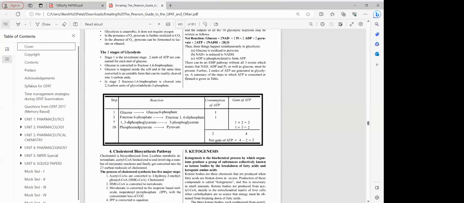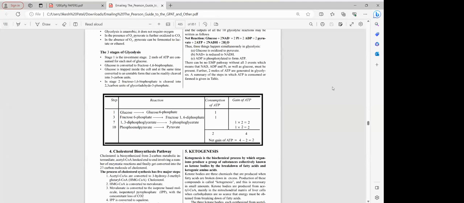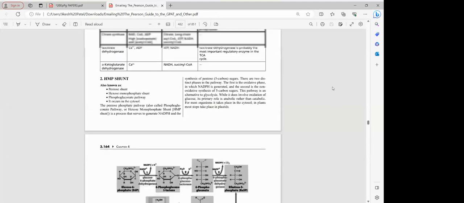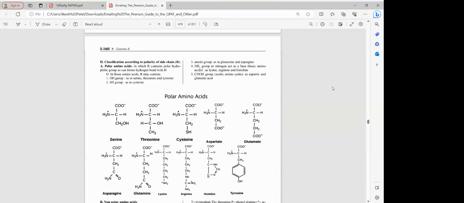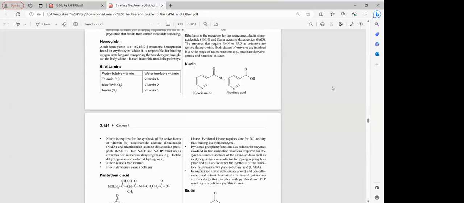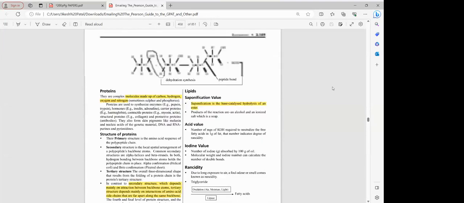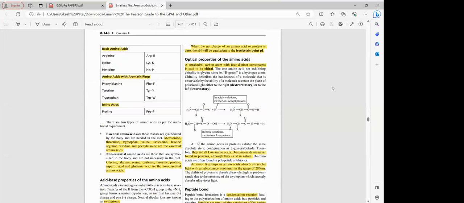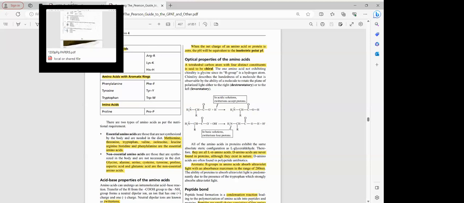Just a minute, let me check. Okay, in amino acids, most of them are in L form. D amino acids are often found in polypeptide antibiotics. Thank you, Shireen. So in amino acids, it's L.